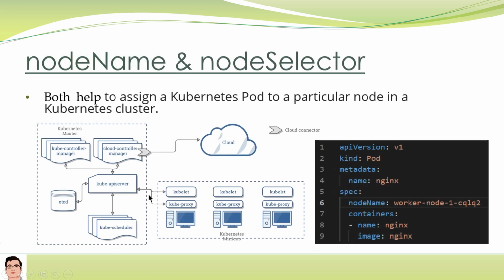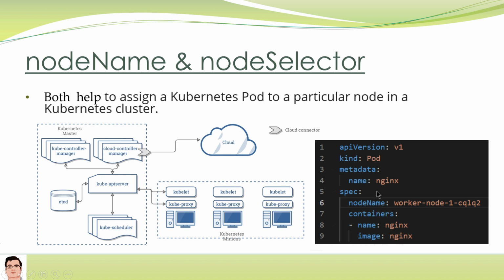Node name and node selector both help to assign a Kubernetes pod to a particular node in a Kubernetes cluster. This is the specification for creating the pod: API version v1, because we are creating a pod, metadata with the name of the particular pod, nginx, and the node name, where we are assigning it to node1. So in the specifications part we are defining the node name.